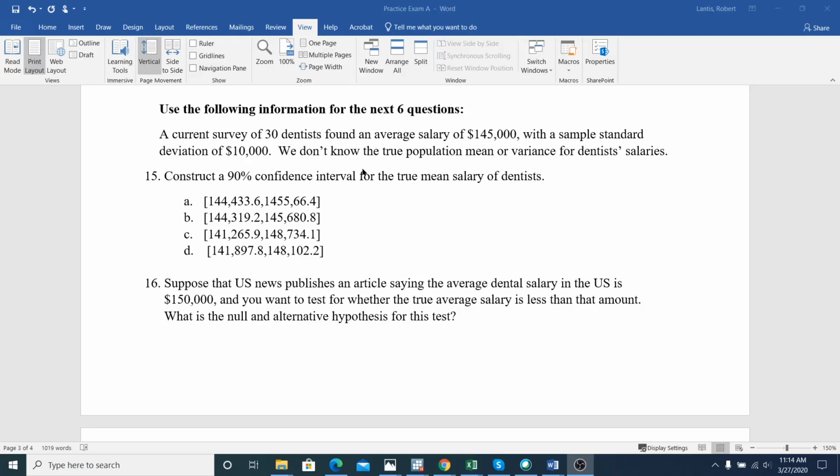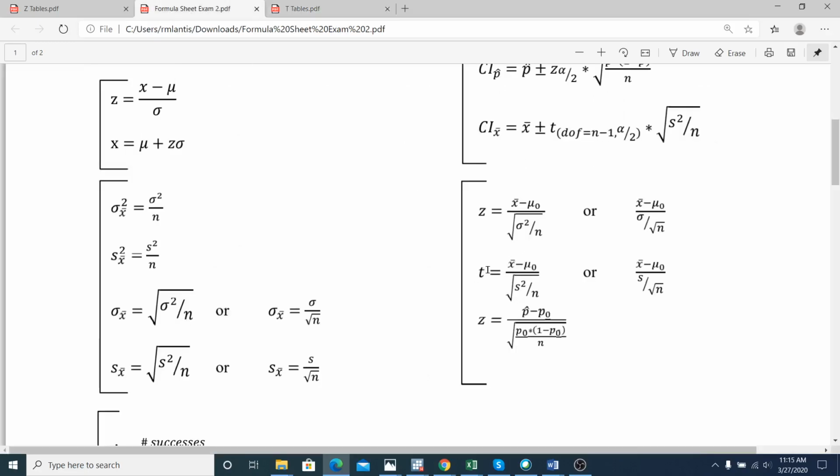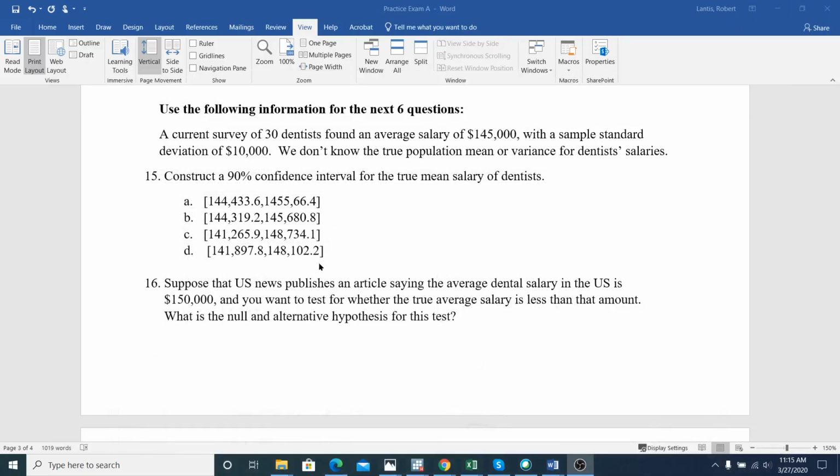So for this next one, we survey 30 dentists. We find an average salary, or a sample mean, of 145,000 and a sample standard deviation of 10,000. So we don't know the true population mean or variance, and we want to construct a 90% confidence interval. Anytime we're dealing with sample means and we only have a sample variance or sample standard deviation, we need to be using the student t-distribution.